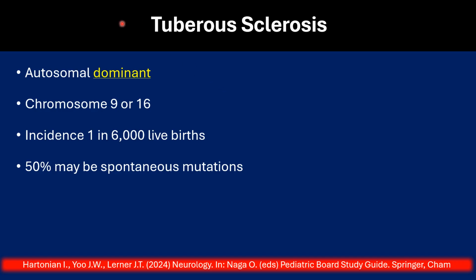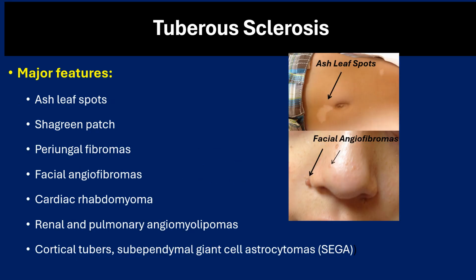Tuberous sclerosis is inherited as autosomal dominant because of mutation in chromosome 9 or chromosome 16. Incidence is 1 in 6,000 live births. 50% may be spontaneous mutations without positive family history, as in the previous case. Major features of tuberous sclerosis: ash leaf spots. Ash leaf spots are white macules or skin hypopigmentation.